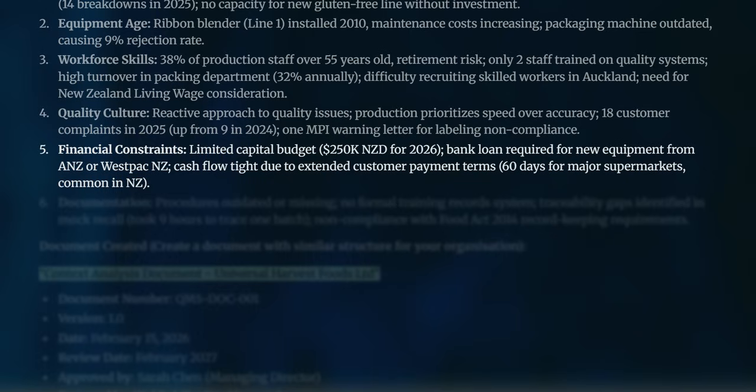The fifth internal issue identified by our exemplar company is financial constraints. Our exemplar company here stated that there is a limited capital budget with the need for $250,000 New Zealand dollars for 2026, and a bank loan required for new equipment from ANZ or Westpac, New Zealand, and cash flow tight due to extended customer payment terms, which are 60 days for major supermarkets, and this is common in New Zealand. So again, when you are demonstrating your financial constraints as part of your internal analysis and internal issues, you need to state the facts with data and drive the improvement.